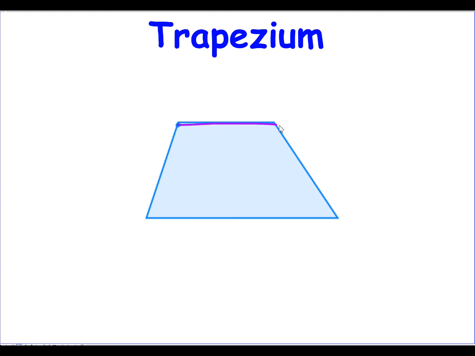A trapezium has two parallel sides where the angles can all be different, and the angles inside the shape add up to 360 degrees because it has four sides.